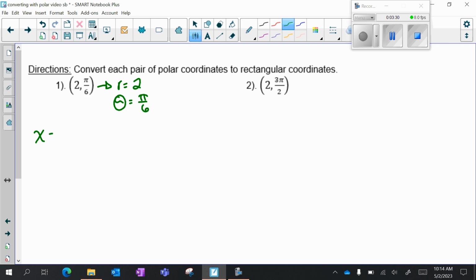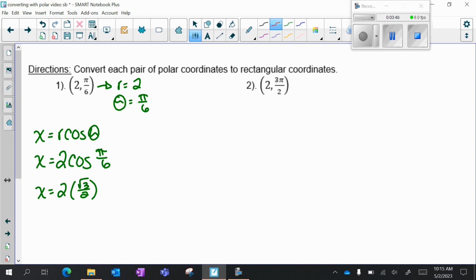So x is equal to r cosine theta. X is going to be equal to 2 cosine pi over 6. Cosine of pi over 6 is rad 3 over 2. My 2's are going to cancel. So x equals rad 3. Then I'm going to repeat the process for y.